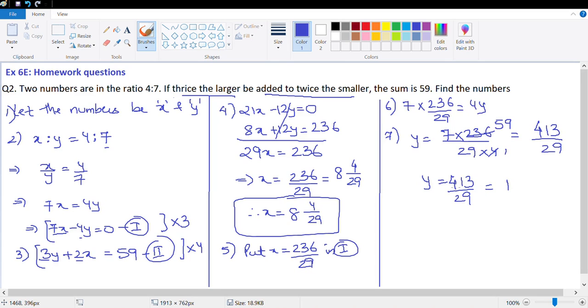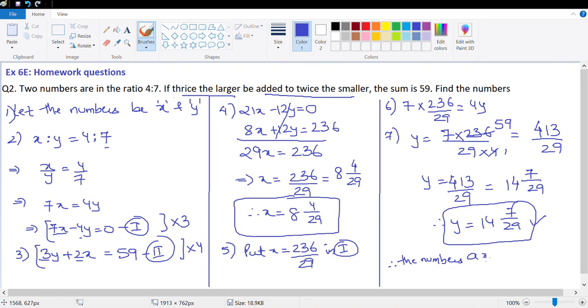Which will be 29 into 14. That's 116, and 29 into 4 is... so that's 80 and 32. Yes, that's correct. And what we are left with is 7. So that's 7 upon 29. Therefore, y is equal to 14 7/29. So that's the final answer. Let's read the question: find the numbers. Therefore, the numbers are 8 4/29 and 14 7/29.